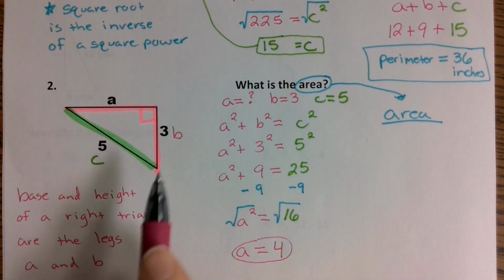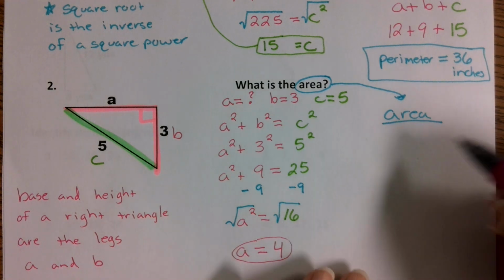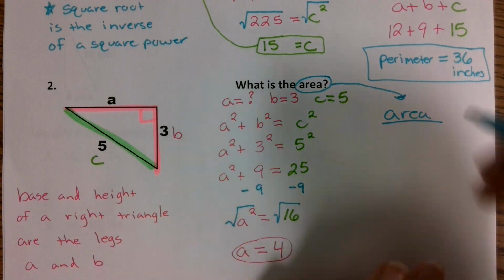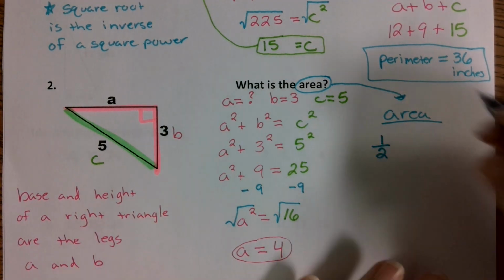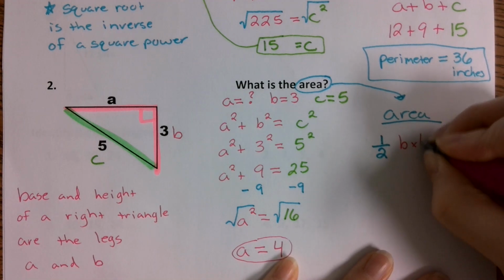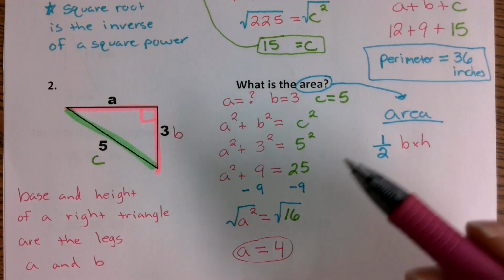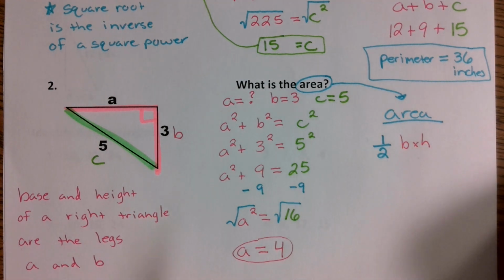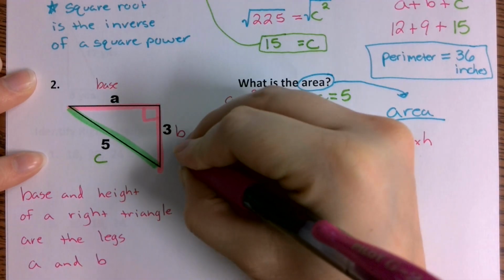Your measurements A and B are going to be the measurements of your height and your base for your right triangle. Those legs form your height and your base. So when we're performing our formula, all we're going to do is take 1/2 of the base times the height, which happens to be your leg A and your leg B. So we can say that this is the base and that this is the height.